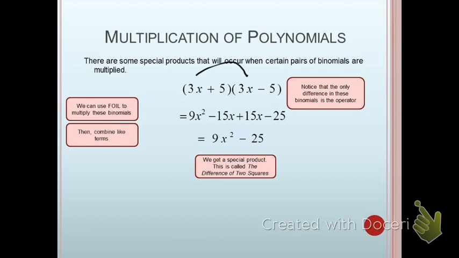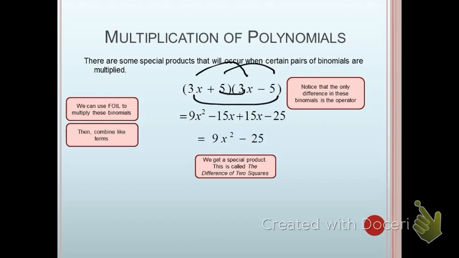3x times 3x is 9x squared. Multiplying our outer, 3x times negative 5 is negative 15x. Our inner, 5 times 3x is 15x. And our last, 5 times negative 5 is negative 25. Now notice our like terms, negative 15x and positive 15x, when we combine those we get 0. So we're just left with 9x squared minus 25.